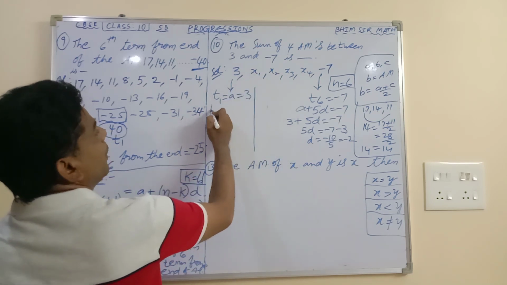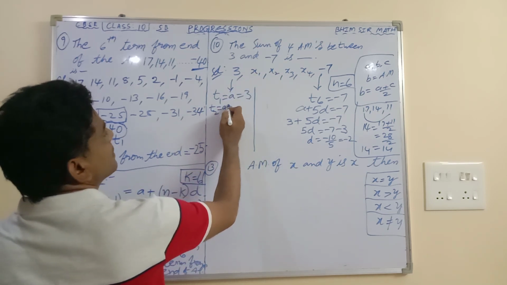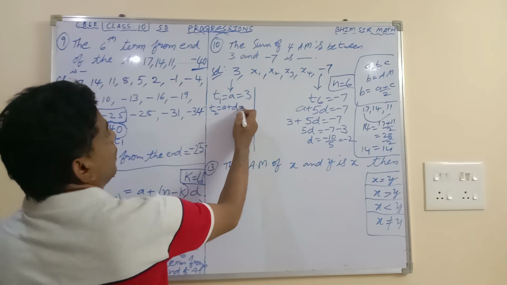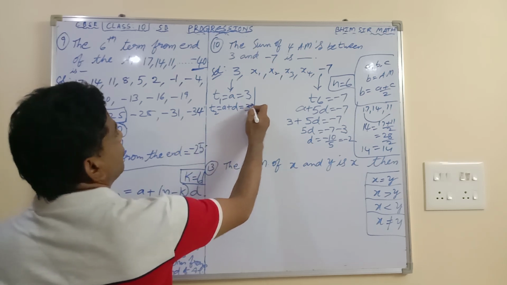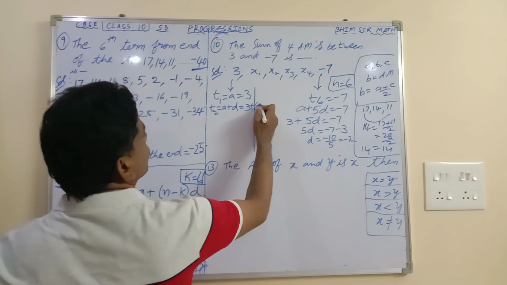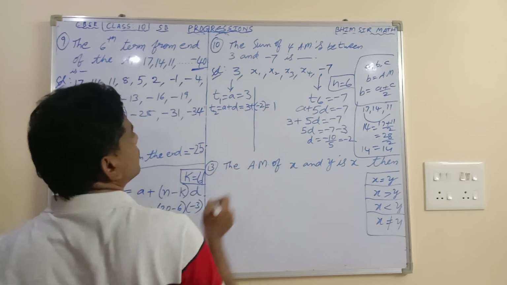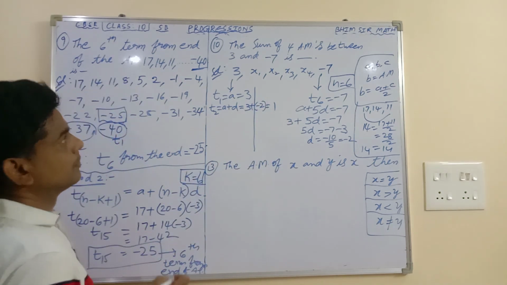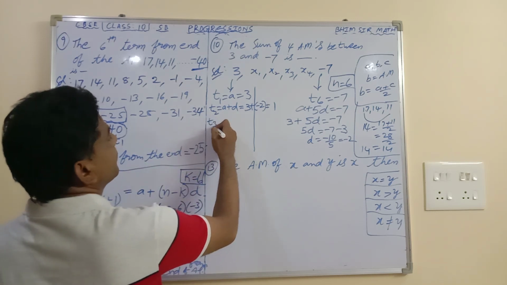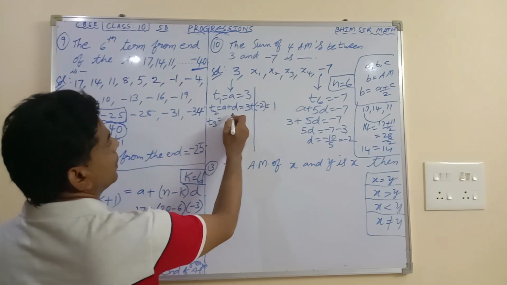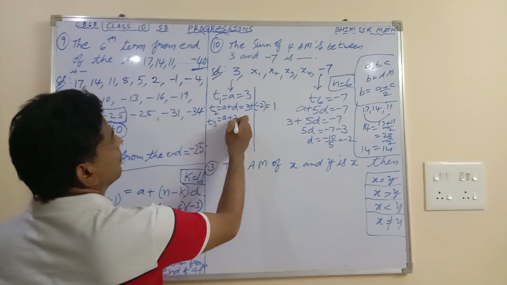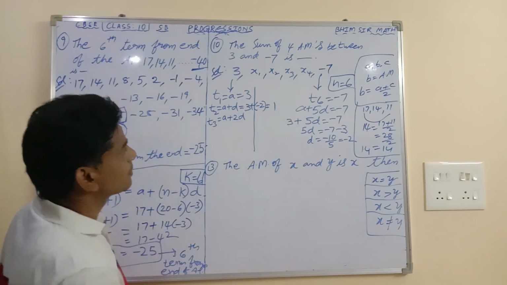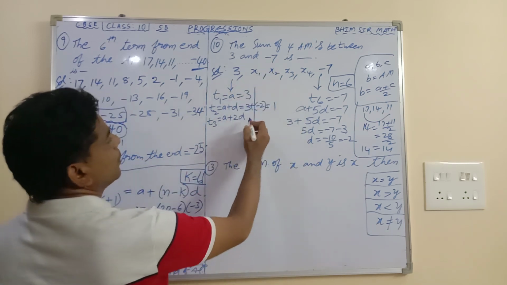X1 is T2. T2 equals A + D now: 3 + (-2), which is 1. Okay. Next T3, A + 2D. How much is it? It means X2.